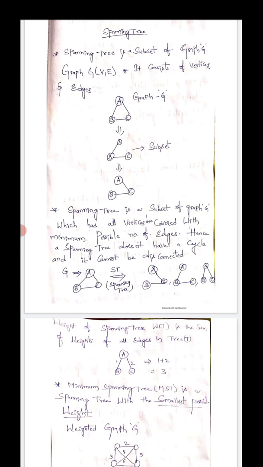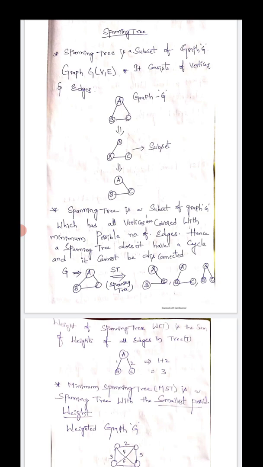Here, what is the spanning tree? A spanning tree is a subset of a graph like this. Look at this diagram: A to B, B to C, C to A is not the connection. It is one of the subsets of graph G. A spanning tree is a subset of graph G which has all vertices covered with the minimum possible number of edges. Hence, a spanning tree does not have a cycle, and it cannot be disconnected.